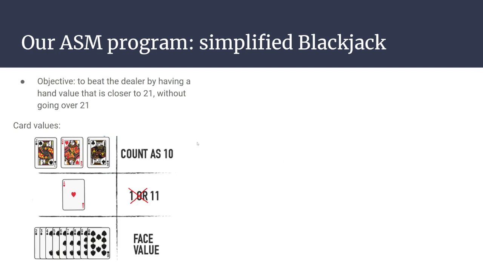The goal of blackjack is to beat the dealer by having a hand value that is closer to 21 without going over 21. These are the card values. Jack, queen, and king count as 10, and ace in our program always counts as 11. The rest of the cards count as their face value.